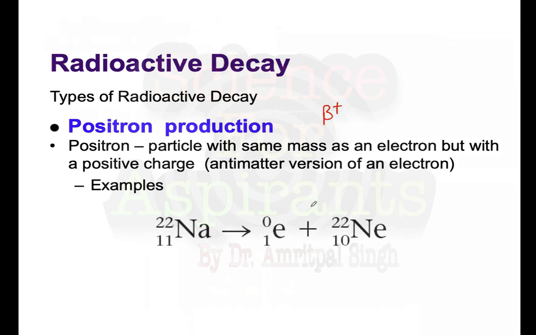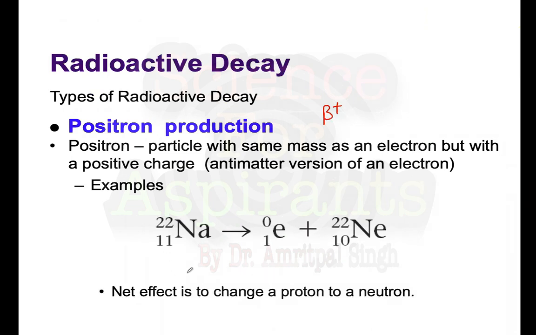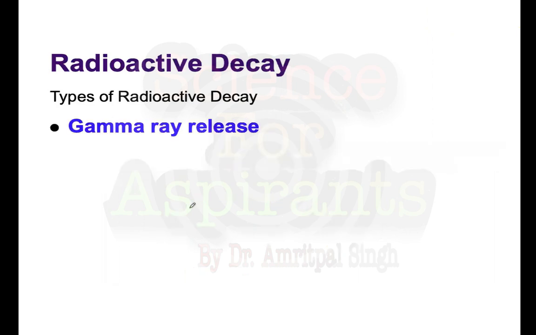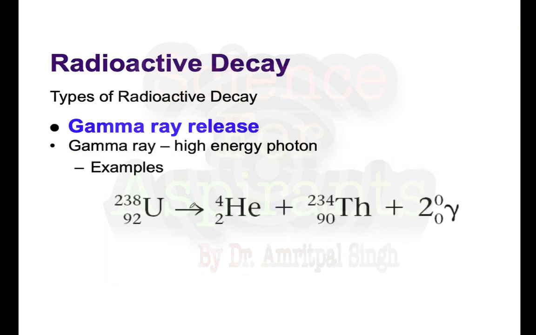In beta plus there is conversion of a proton to a neutron within the nucleus, and due to this the atomic number is decreased by 1 while the mass number remains the same. So you don't need to calculate every time; you can look at the reaction and tell whether the emitted particle is a beta minus or beta plus, because sometimes they can ask about the energy of these particles.